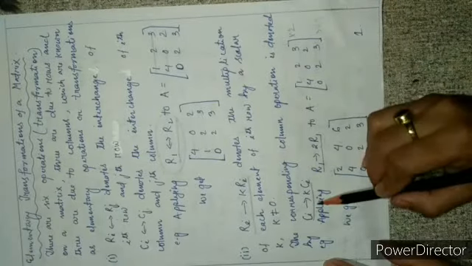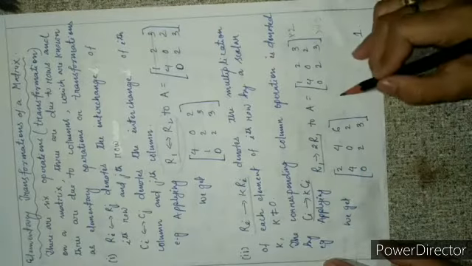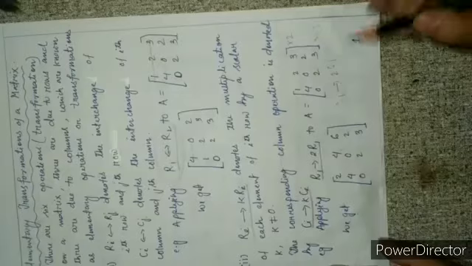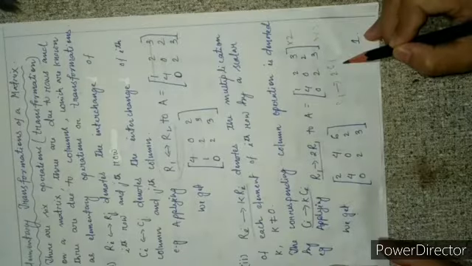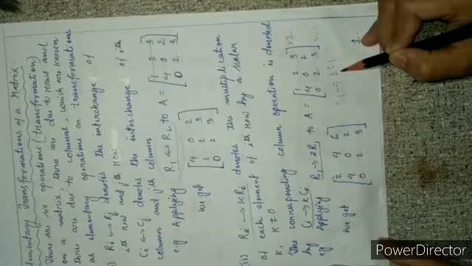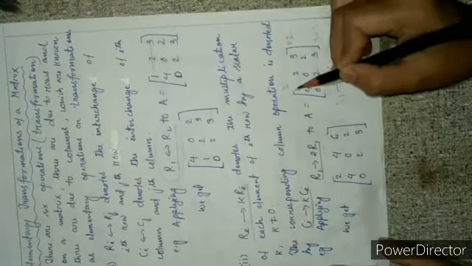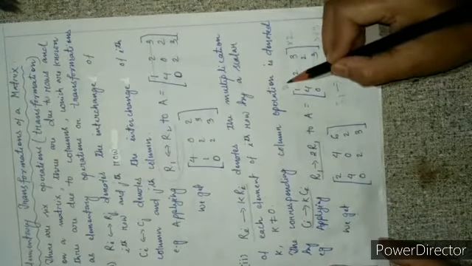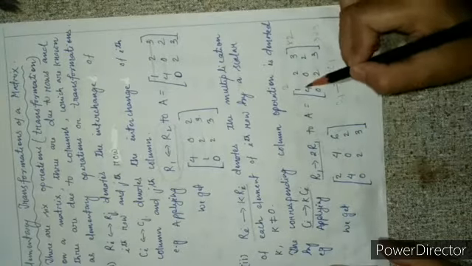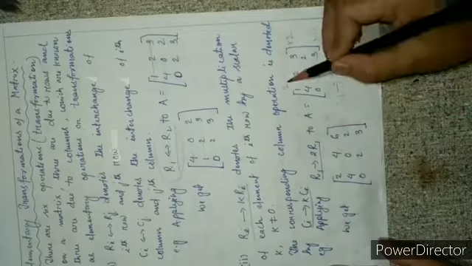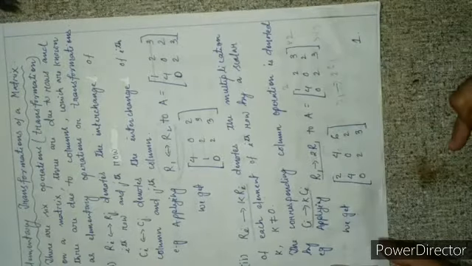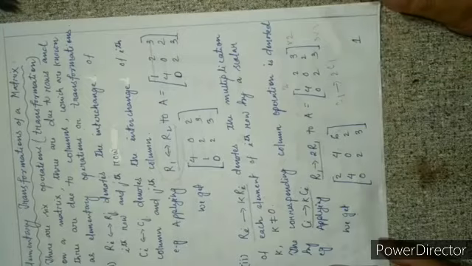Similarly for the column operation: C1 tends to 2 times of C1 means all the elements of the first column should be multiplied by 2. Then 1, 4 and 0 should be multiplied by 2. 1 into 2 is equal to 2, 4 into 2 is equal to 8 and 2 into 0 is equal to 0. Then the remaining columns will be the same.